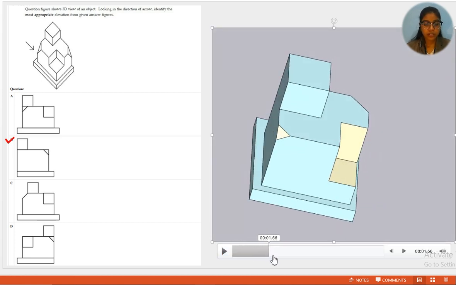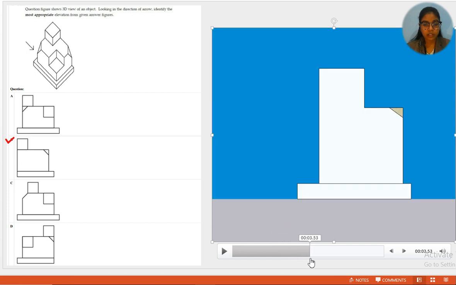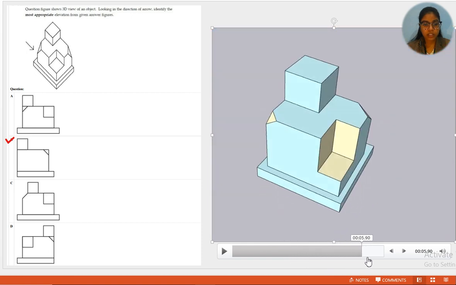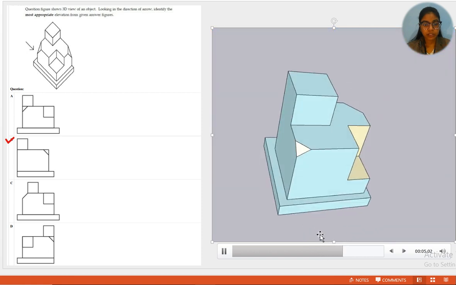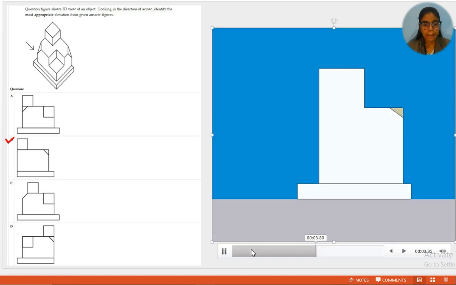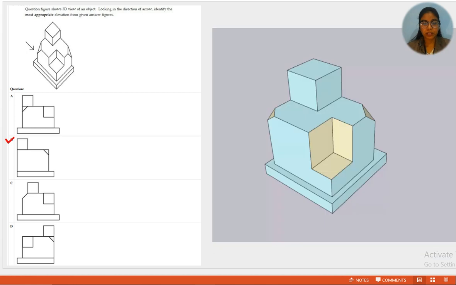This is your image and you will rotate it to your backward side. So in this way it is getting transformed. This is your chamfered part. This was your chamfered right hand side part. This is your cube.